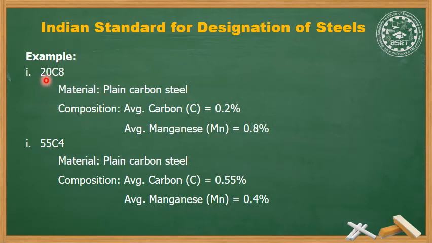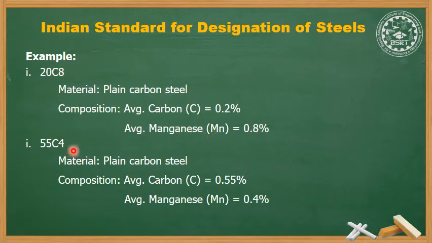For this 20, divide by 100, because X stands for 100 times the percentage of carbon. So just divide that first number, 20, by 100, and you will get 0.2%. So the composition will be average carbon equal to 0.2%, and for this 8, divide by 10, so you will get 0.8 percent of manganese.